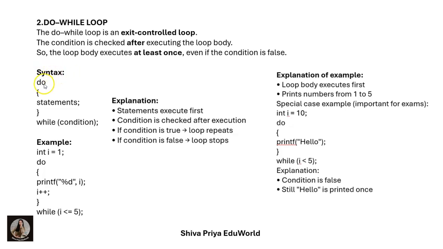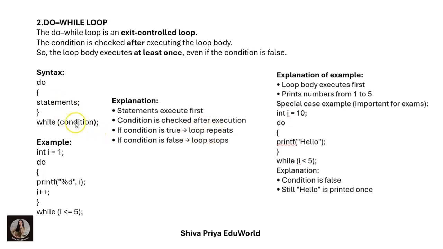Let us see the syntax: statements in the do block, and after that we have while condition. It will execute at least once even if the condition is false. After the execution, it will check the condition. Clear? The statements execute first, and the condition is checked after execution of those statements. If the condition is true, the loop repeats.